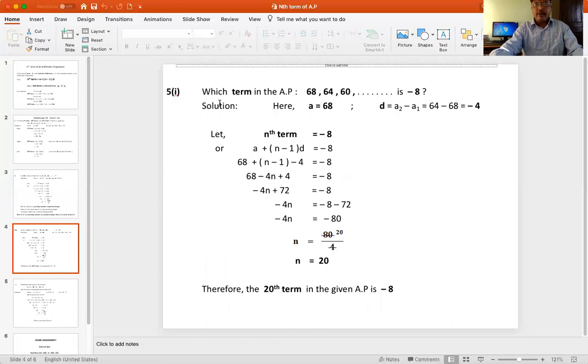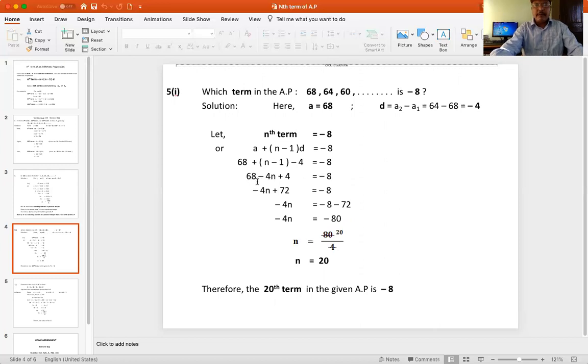Let's come to question number 5.1, which says, which term in the AP 68, 64, 60, is minus 8? Again here, your first term A is 68. Your D, which is A2 minus A1, will be 64 minus 68, which is minus 4. Now let us assume that the nth term is equal to minus 8. The nth term is A plus (n minus 1) into D, which is equal to minus 8. Your A here is 68, so we put 68 plus (n minus 1) into D, which is minus 4, equal to minus 8.